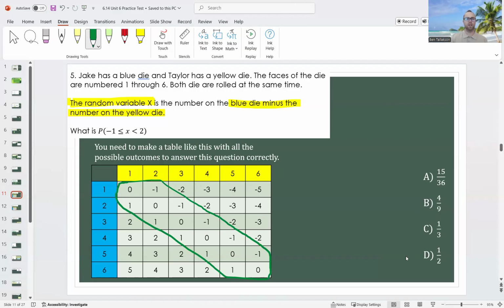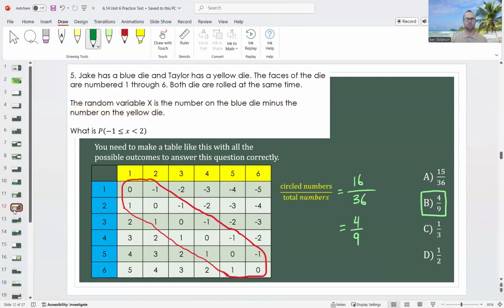Let's see if you got it. There are 16. Remember, to find any probability, you put the favorable outcome, which is all of these x values, we counted them up, 16, over the total possible outcomes, which you could count every little box or multiply 6 times 6 to get 36. Simplify your fraction. The answer is 4/9.